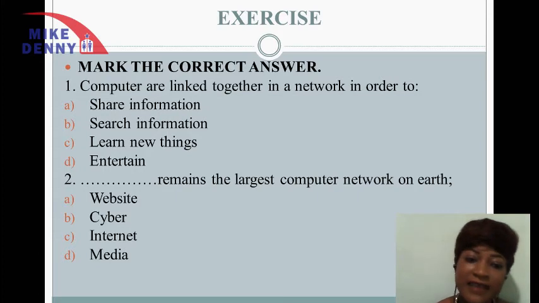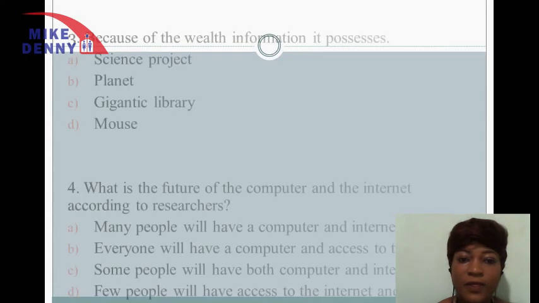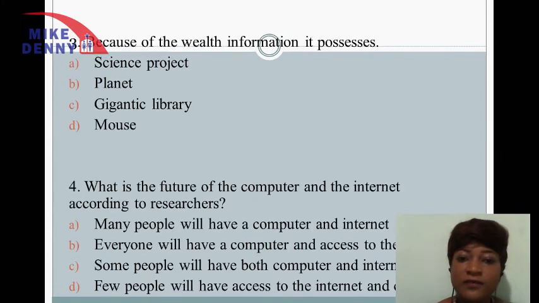Dash dash remains the largest computer network on earth. Is it a website? Is it a cyber? Is it an internet? Is it a media? Because of the world information it possesses. Is it science, project, is it planet? So question 2 is linked to question 3, okay?